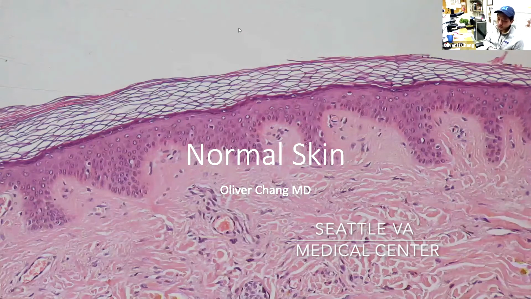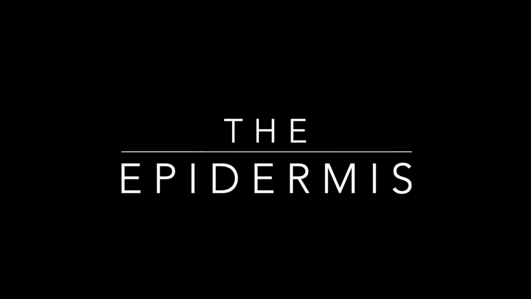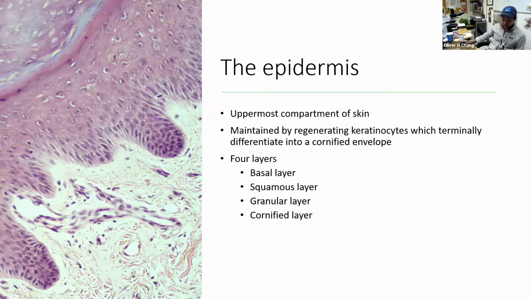Understanding normal is really important because you're trying to figure out whether the cells and whether the architecture are still trying to perform a normal, appropriate function. The epidermis, which is the uppermost compartment of skin, is maintained by basal keratinocytes that are constantly regenerating. And as they ascend in the epidermis, they terminally differentiate into this cornified envelope.